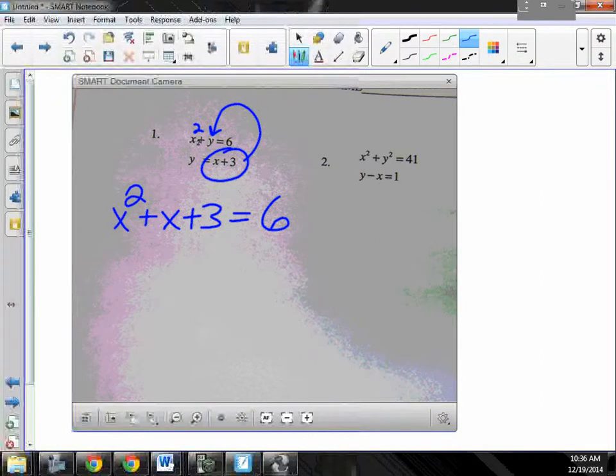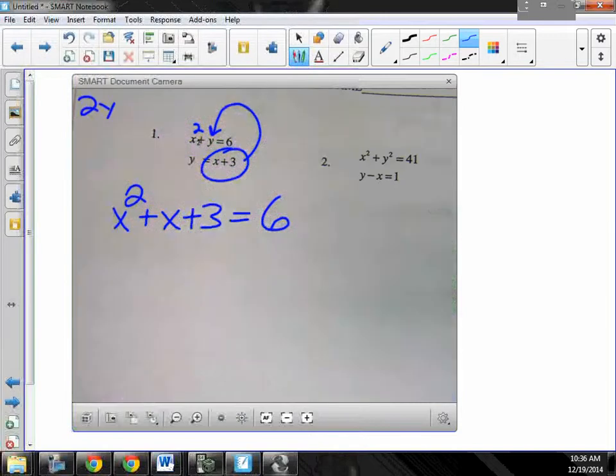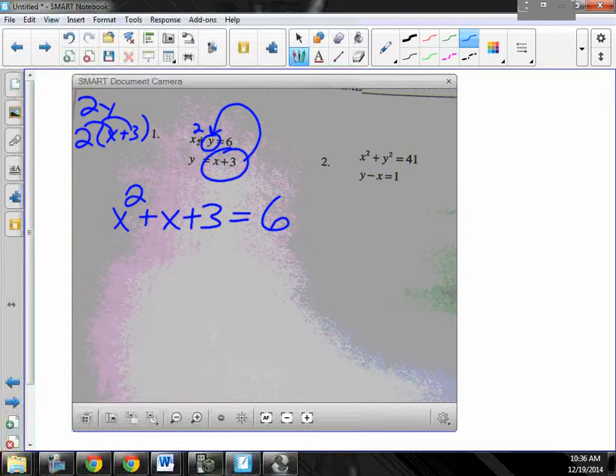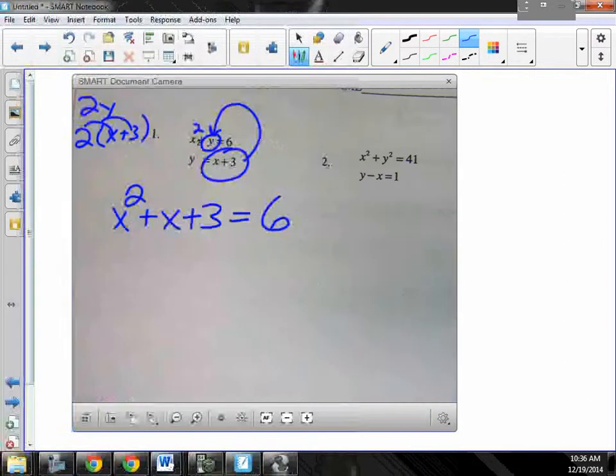It could be, but there's nothing. If it was like 2y and you plugged it in, then you do 2 times x plus 3, and then you need to multiply in. But because this y is all by itself, you don't necessarily need the parentheses. If you put them there, they would just go away. So I didn't write them because you don't need them.